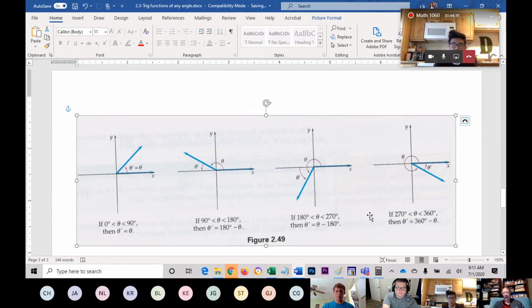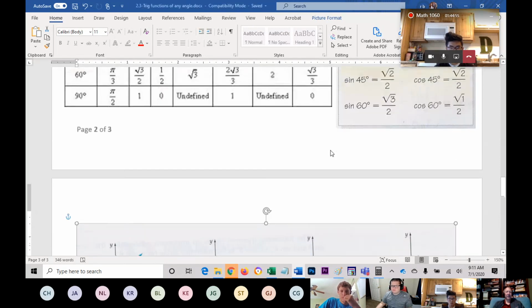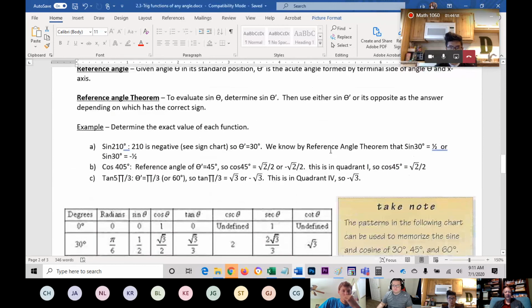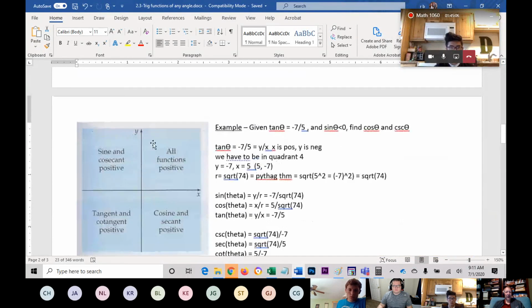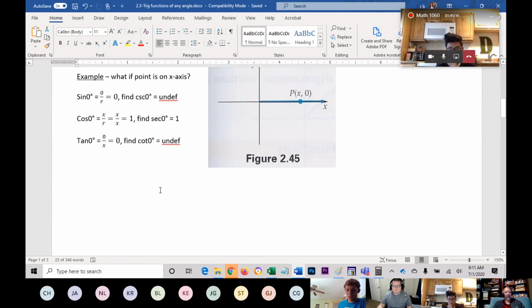I don't know if this is all that helpful. I think I explained it better the first time, but this is in the book. And then if your angle theta is between 270 and 360, then it's just going to be 360 minus your theta. If you want to memorize that, I think that's actually harder to do, but I think the way we did it was really good. So remember, the reference angle theorem is hugely helpful. And also remember, all students take calculus. That will help you remember which is positive and which is negative. Those are hugely important.